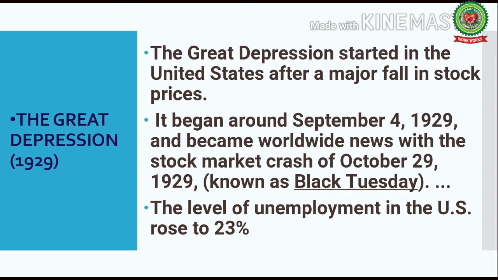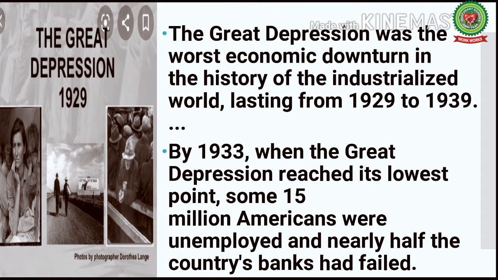The level of unemployment in the US rose to 23%. The Great Depression was the worst economic downturn in the history of the industrialized world, lasting from 1929 to 1939. By 1933, when the Great Depression reached its lowest point, some 15 million Americans were unemployed and nearly half of the country's banks had failed. So the Great Depression of 1929 in America was characterized by a low employment level, the failure of the banking system, and the failing of the stock market.